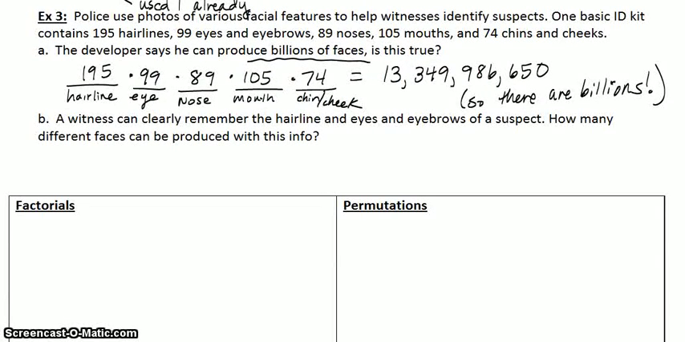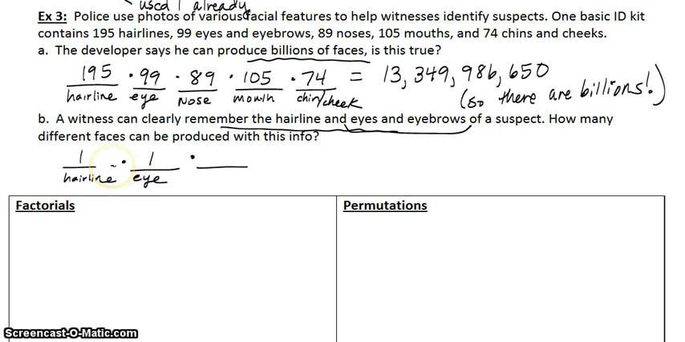Everybody's different. Okay, now let's make it a little bit different. Part B, a witness can clearly remember the hairline and eyes and eyebrows. How many different faces can be provided with this info? Okay, so here's what you got to think of. What they're telling us is that for the hairline category and for the eye category, our suspect knows which one to pick. So it's not the fact that, oh, there's 195 it could possibly be. No, he knows or she knows specifically which one it is. So there's only one possibility because they're certain on that. And same thing with eyes. They're certain on which set of eyes it is. So those ones are for sure.